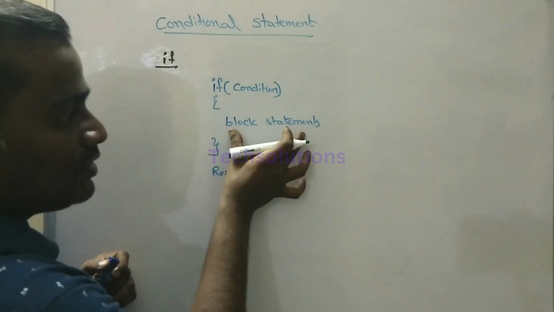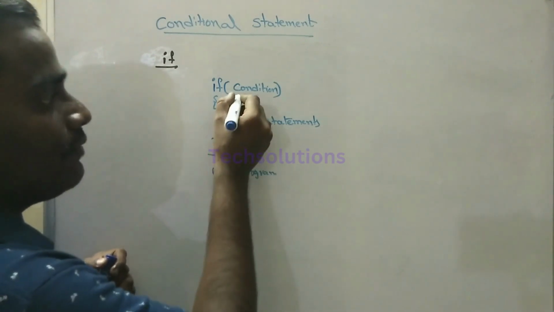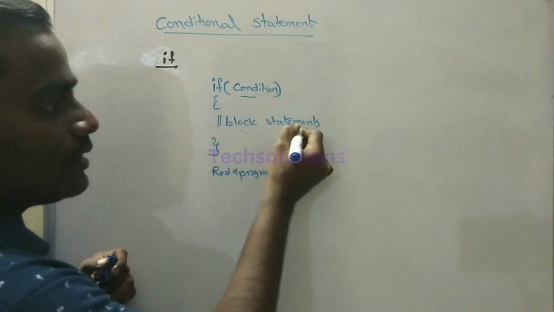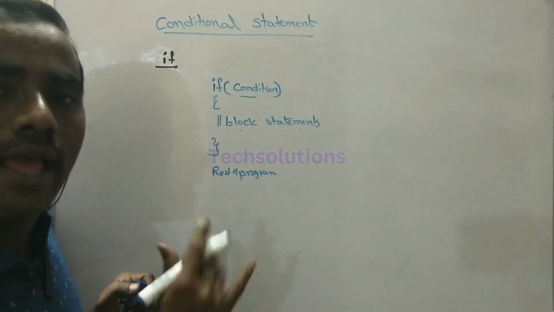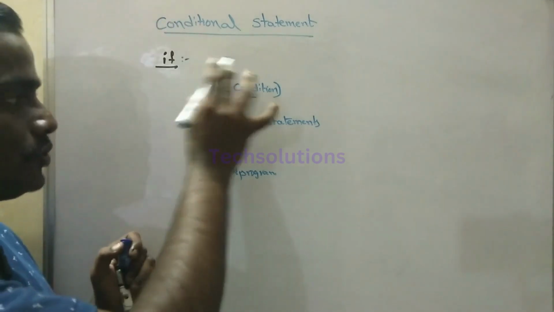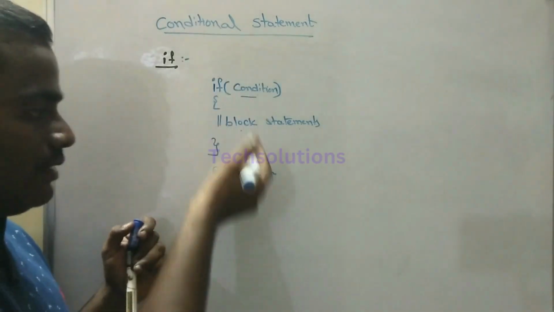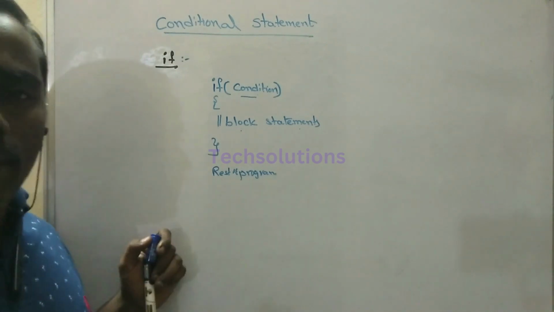If I want to execute this particular block, when will it be executed? Whenever the condition is true, then the particular block of statements will be executed. That is the simple if. If it is true, I can execute; otherwise there is no option, and the rest of the program will be executed.